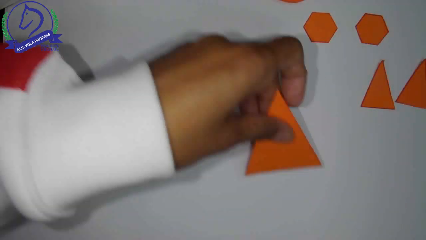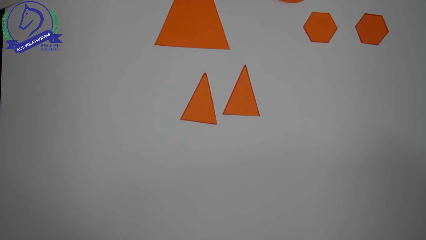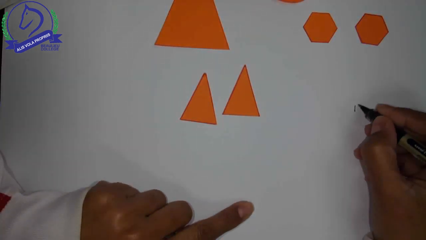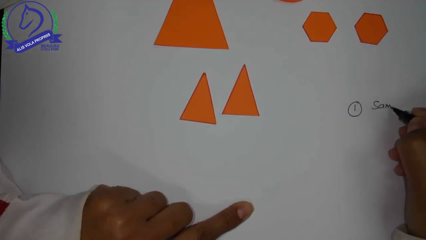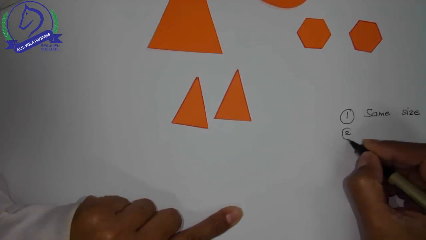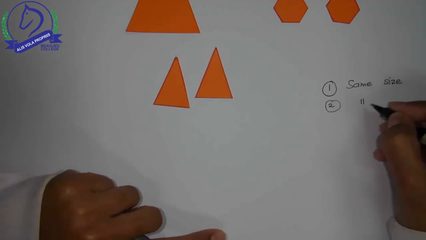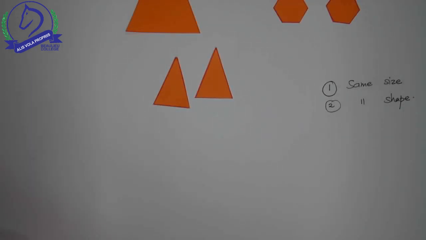Now, let's write down what are the conditions for figures to be congruent. So number one, they have to have the same size. Number two, they have to have the same shape. So irrespective of how they are placed, as long as they have the same size and shape, they are congruent. Okay?